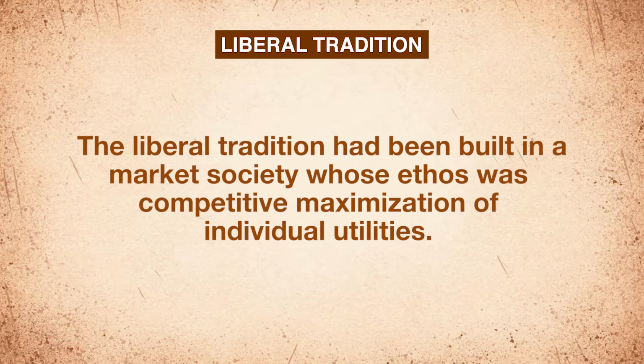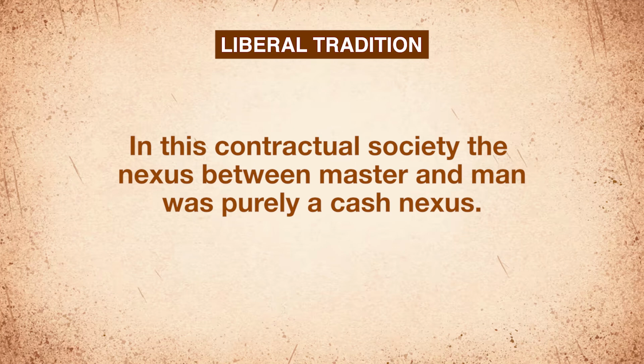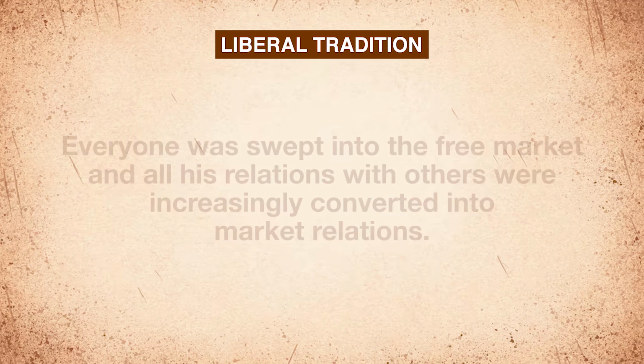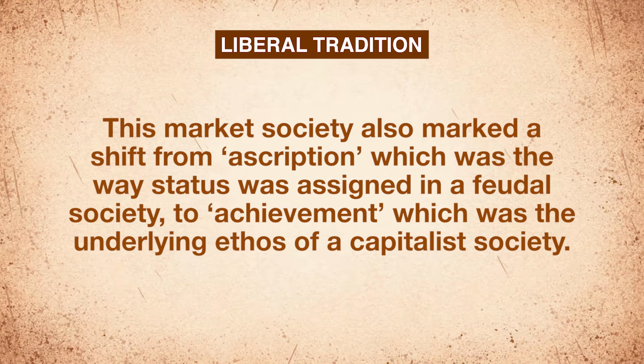The liberal tradition had been built in a market society whose ethos was competitive maximization of individual utilities. In this contractual society, the nexus between master and man was purely a cash nexus. Everyone was swept into the free market, and all his relations were increasingly converted into market relations. The market society also indicated a shift from ascription, which is the hallmark of a feudal society, to achievement, which is the hallmark of a market or a capitalist society.